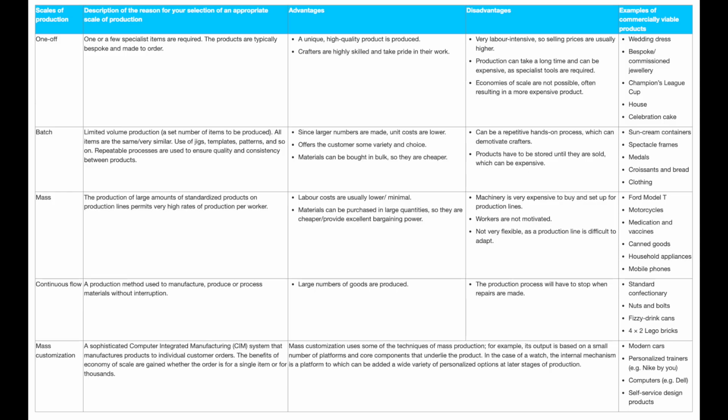This table shows the different scales of production that you might consider. It has a description of the reasons for your selection of the appropriate scale of production, advantages, disadvantages, and examples of commercially viable products. For our purposes, we're probably going to want to be picking batch or mass production, or maybe mass customization. Definitely not one-off or continuous flow; they are probably not going to be appropriate for most of the products that we'll be creating.